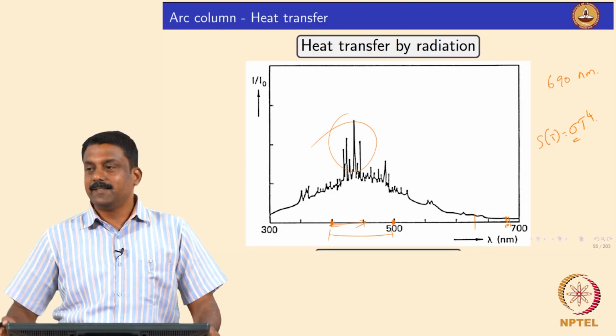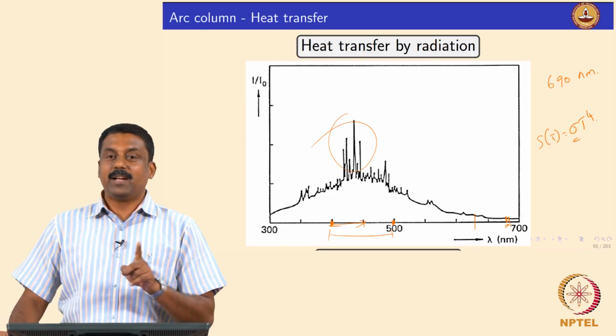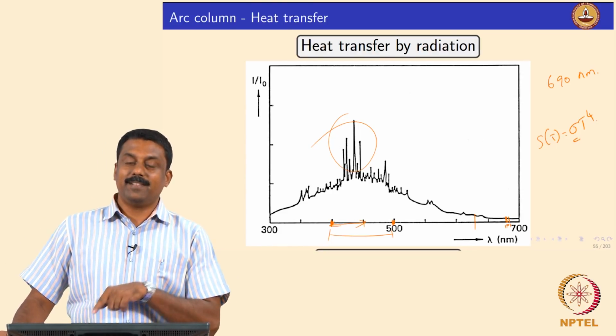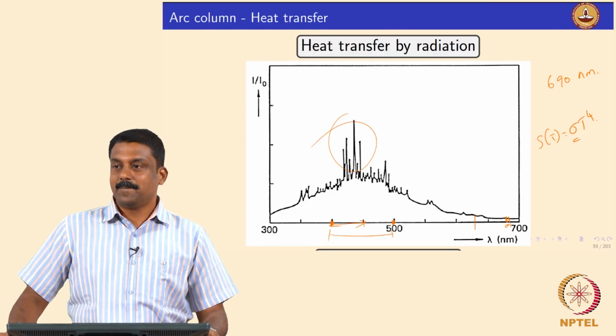Okay, so this sigma, Stefan-Boltzmann constant. Shouldn't be confused with the other Boltzmann constant. So this is different. Okay, so this is the Stefan-Boltzmann constant.